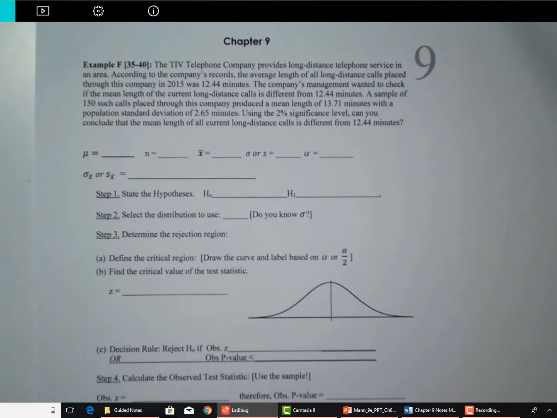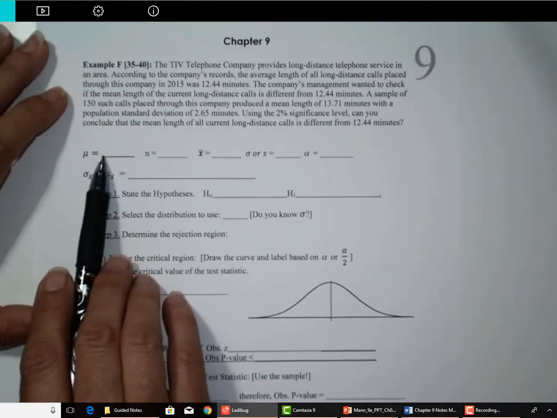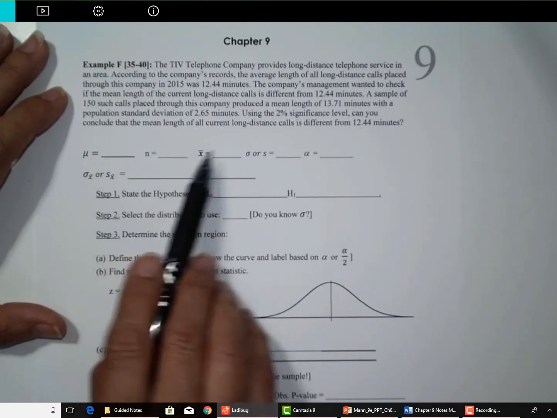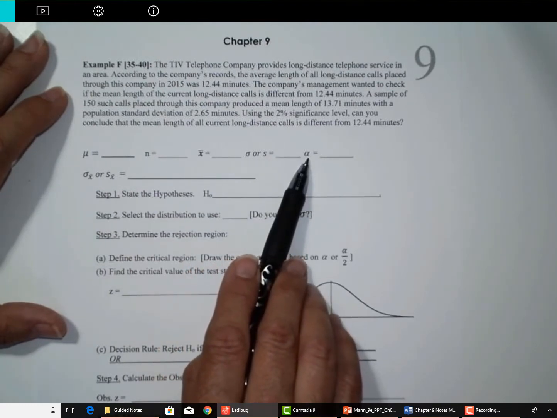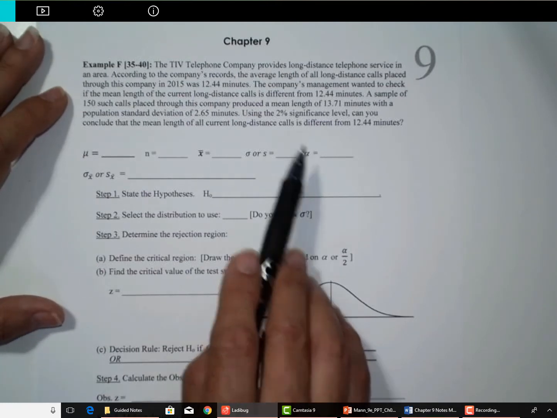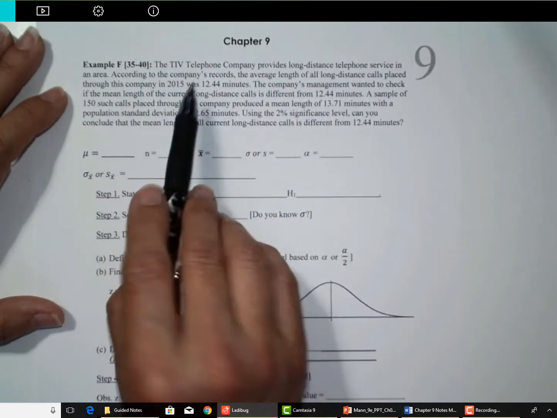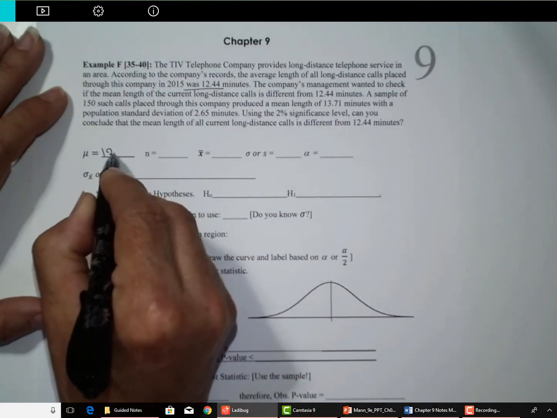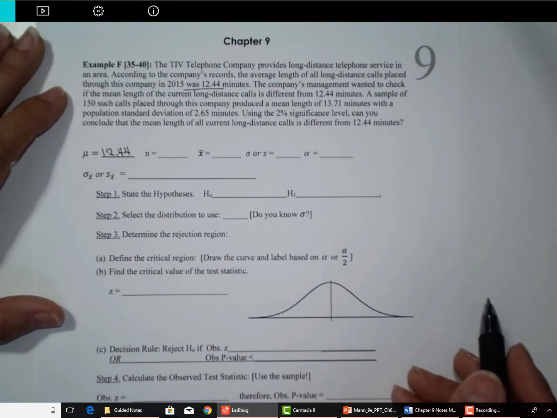So we're going to go to our note page on page 9, and we're going to look at this problem. First, we're looking for these 5 items that are written here across the top. We want the old mean, the sample size, the sample data, a standard deviation, population or sample, and the significance level or alpha level. So see what they told us. According to the company's records, the average length of all calls placed through this company was 12.44. So that's going to be our old mean. 12 minutes 44 seconds, or 12.44 minutes, is what they had in 2015.